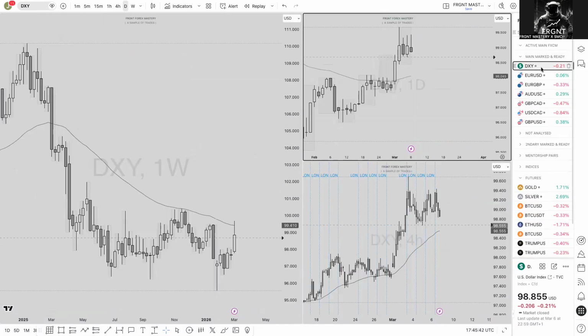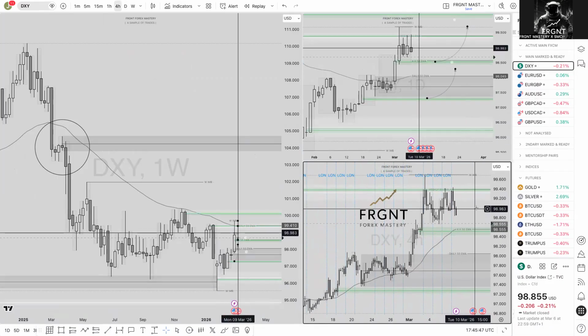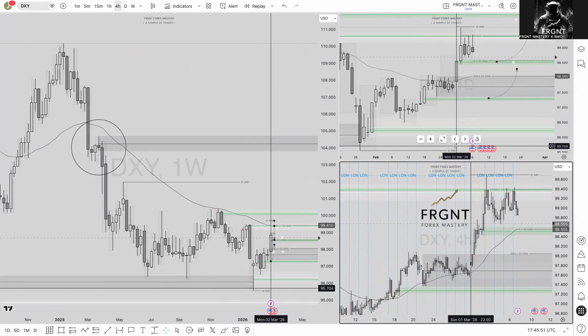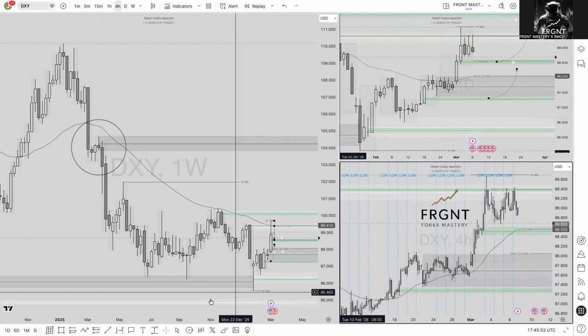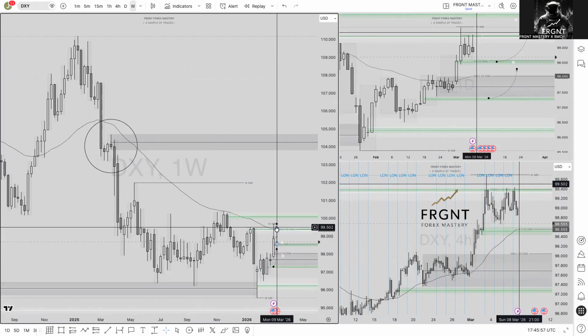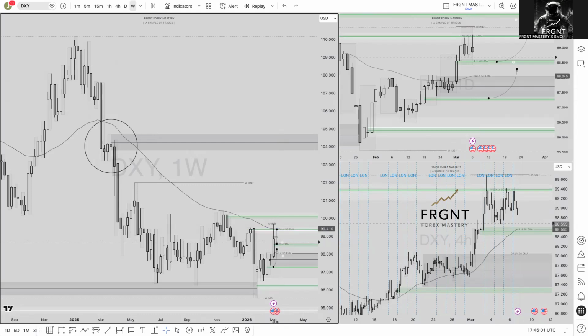So the DXY first and foremost, I'll keep this really snappy to be quite honest, and I'll get it posted out for everyone on YouTube and in the Frgnt channel. So weekly time frame. First thing I'm looking at is that weekly 50 MA and how is price performing in line with that weekly 50 MA. And with that said, what can we forecast based on what's happened previously?